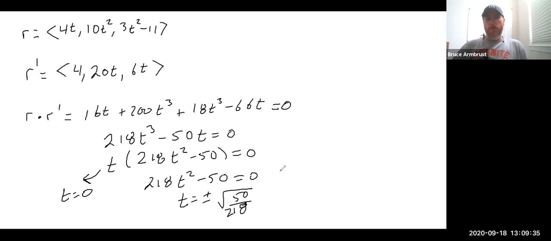So what this is saying is for this vector valued function, if you were to look at that curve that we create looking at the ends of the vectors, there are three places where that tangent vector is going to be perpendicular to the position vector. And it's going to be when t is 0 and when t is plus or minus square root of 50 over 218. All right, so let's go see what the question asked. So let me stop sharing this and we'll go back to the other one.